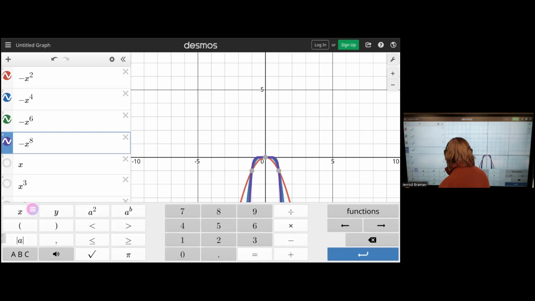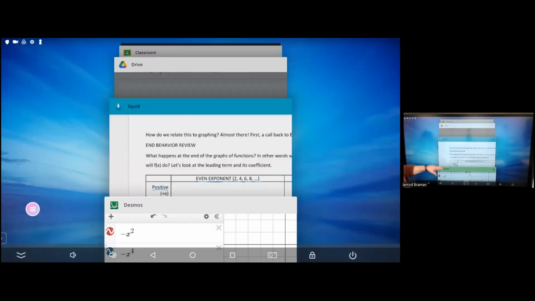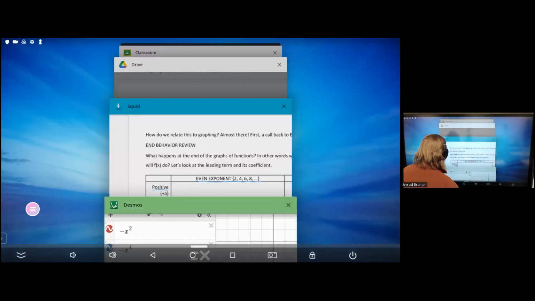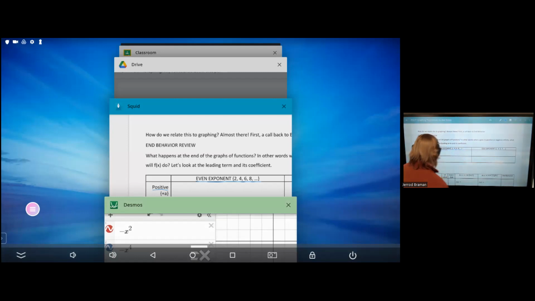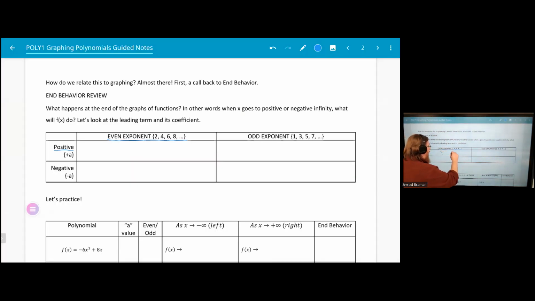So let's go ahead and take a look at this. Let's see what we got. Okay, so let's go back here. If I've got an even exponent and a positive a value, our end behavior was up on the left and up on the right. Then we noticed if we have a negative a value and an even exponent, we have down on the left and down on the right.